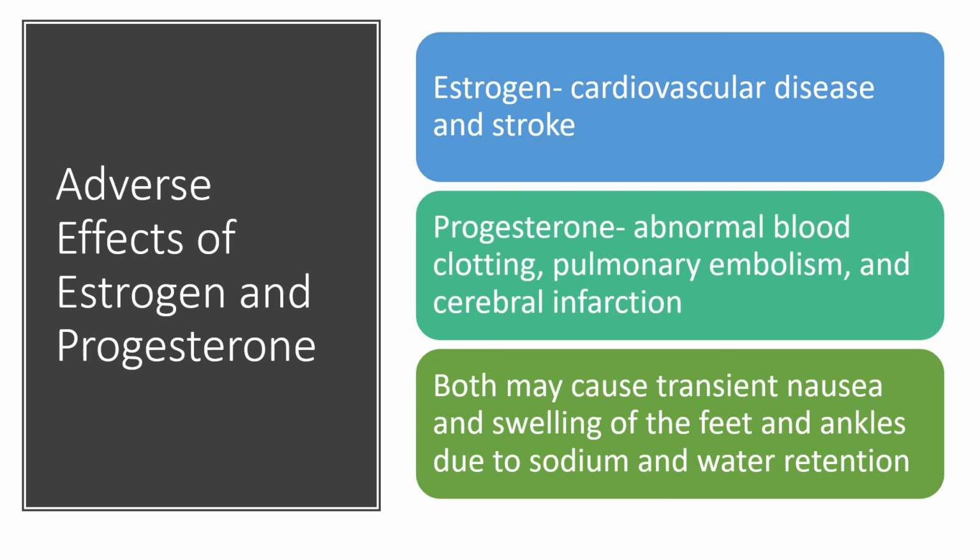And both estrogen and progesterone may cause transient nausea that's usually resolved simply when the patient stops taking either one of these drugs. The patient may also complain of swelling of the feet and ankles due to the sodium and water retention effect that these drugs elicit. Progesterone may also alter the normal menstrual cycle, leading to unpredictable changes in the bleeding pattern as well.